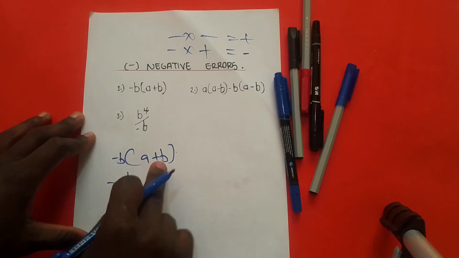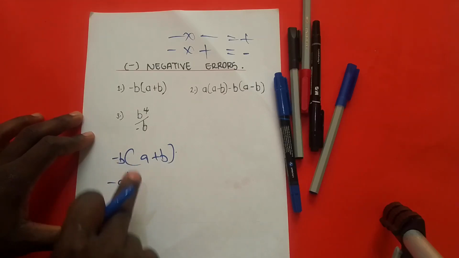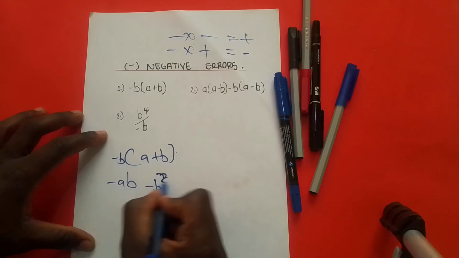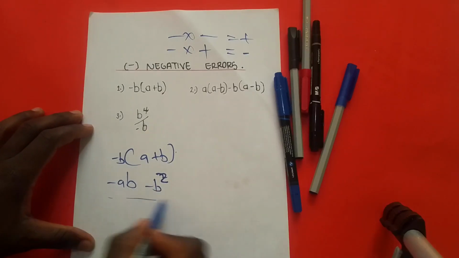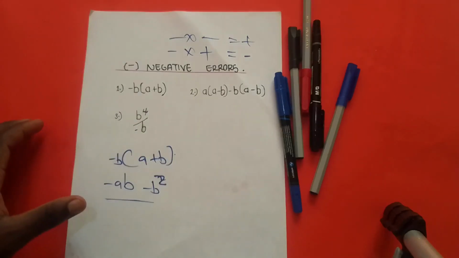Then we have positive b here and negative b outside. So negative b times positive b, this will become negative b squared. Negative b squared. That's the answer here. I hope you're seeing it clearly, right? So moving on to question 2.